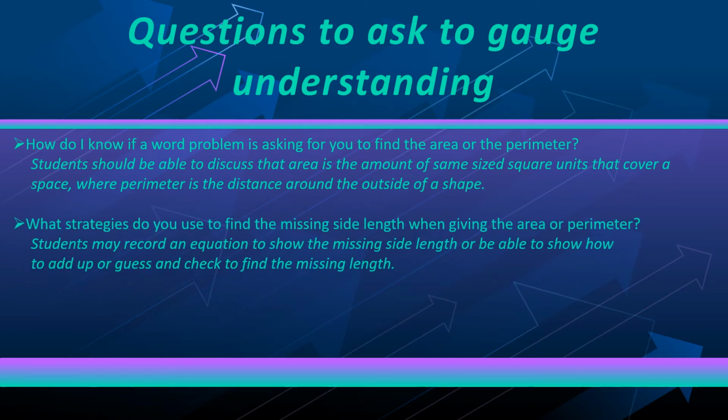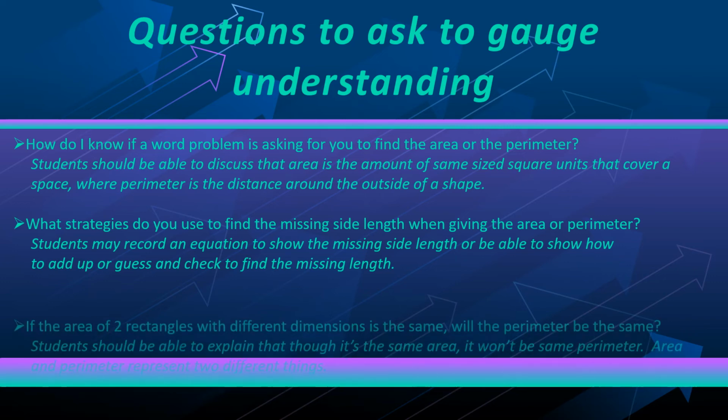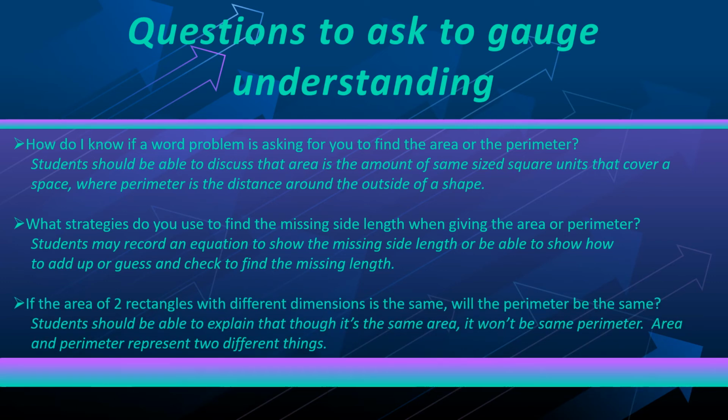What strategies do you use to find the missing side length when given the area or perimeter? Like I had discussed on a previous slide, they may record an equation with an unknown symbol, or they might use what is the missing amount and break that apart between the two sides that are missing a length. If the area of two rectangles with different dimensions is the same, will the perimeter be the same? Once again, students should be able to explain that though it's the same area, it will not be the same perimeter. They represent two different pieces.